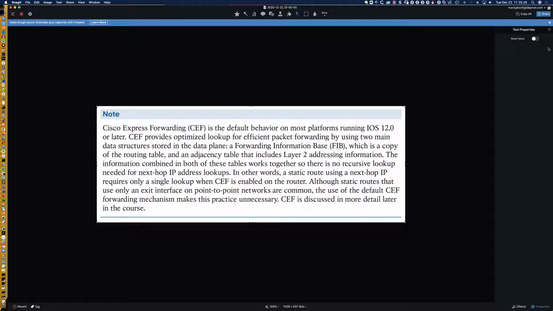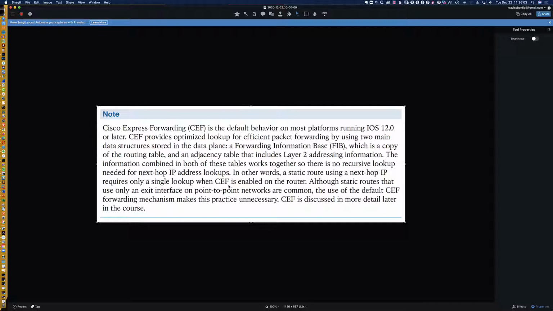And this is one of the best notes ever that really drives home the fact that CEF is there behind the scenes, and that even in the routing table, when you see that it says the next hop IP, and the explanation that you read about says, then there's a recursive lookup that has to take place to figure out which outgoing interface the traffic needs to go to get to that IP. CEF has that all computed behind the scenes on the back end. And that is not what's really taking place. In other words, a static route using a next hop IP requires only a single lookup when CEF is enabled on the router, and it's enabled by default, right?